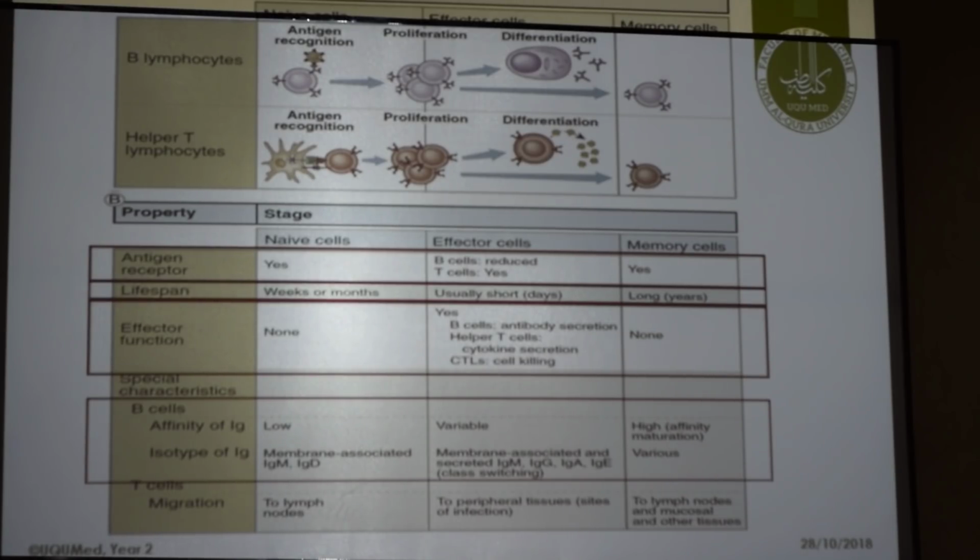Finally, the migration. Naive T lymphocytes have to go to the lymph nodes and come back in the circulation. They will keep on doing that. They will keep on circulating like this until they find their antigens. While the effector T cell, it has to go to the tissues. So once it is activated in the lymph node, it has to immediately go to the tissues to perform the function. While the memory cells, they can stay in the lymph nodes and also in the bloodstream.